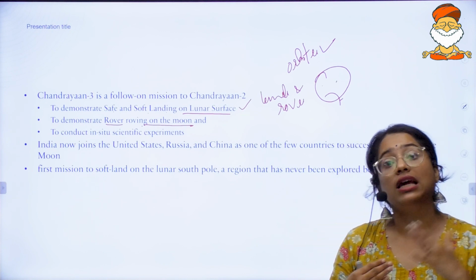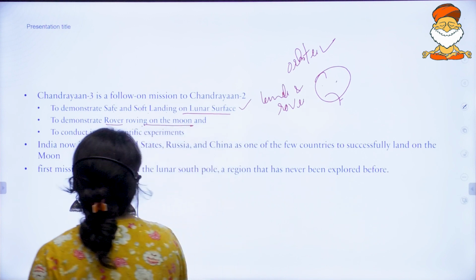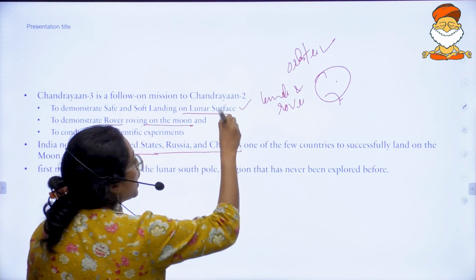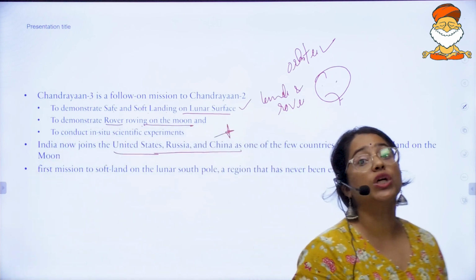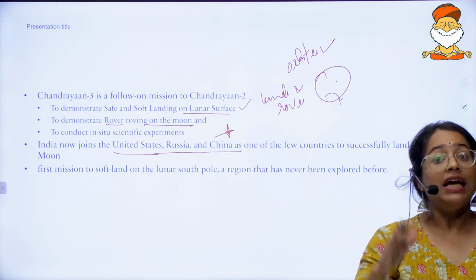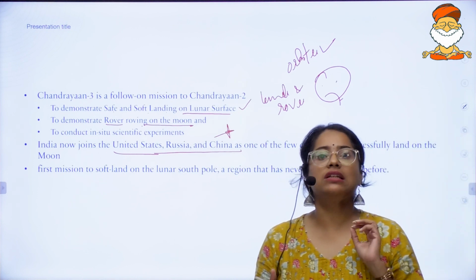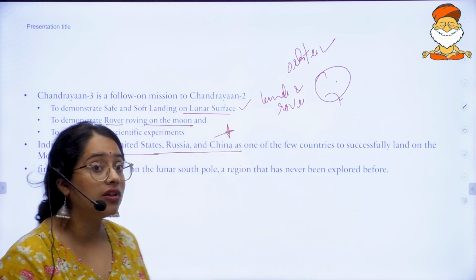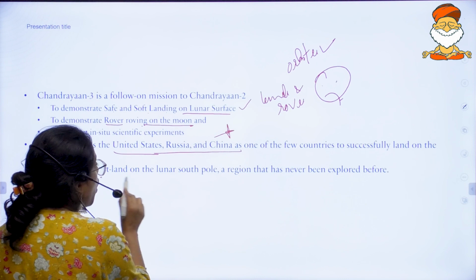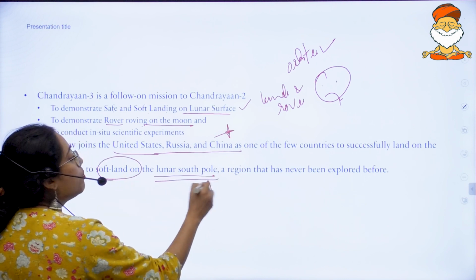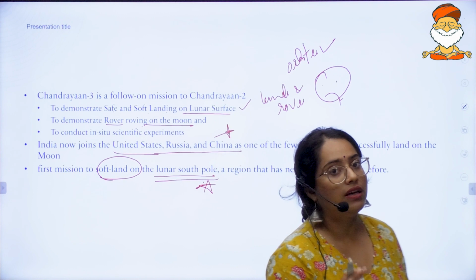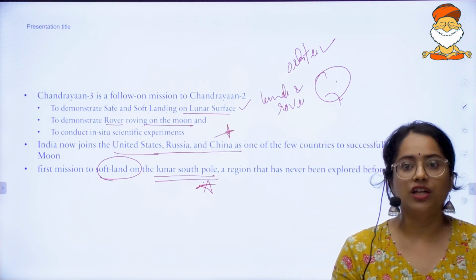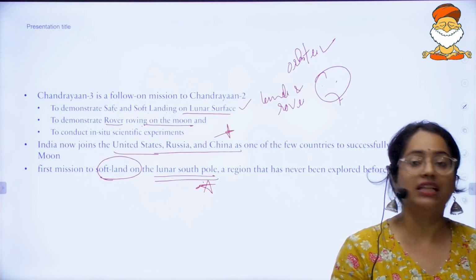Then you move on to the second part of the question, which says India has now joined the elite club of USA, Russia and China, which are among the few countries to successfully land on the moon. Again, the examiner explicitly mentions that we are in an elite club of successfully landing on the moon, but we are the first country or national mission to soft land on the lunar south pole. That is a region that has never been explored before. So this is one of the biggest achievements of Chandrayaan 3. So you have to mention that specifically in this answer.